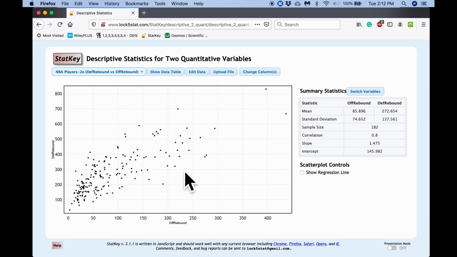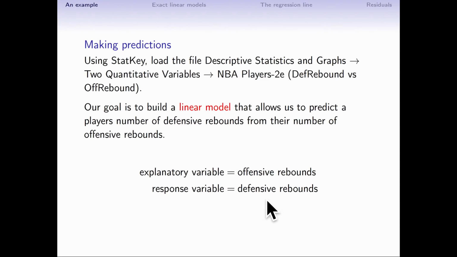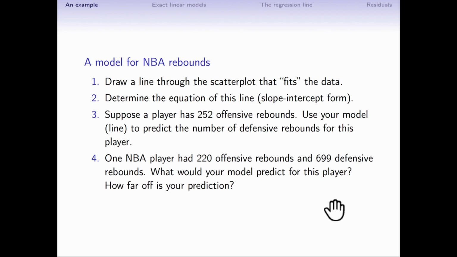What I want us to do is go back to the class notes now, and we'll take a look at some of the things that we'll want to discuss in solving this problem. So in building our model for NBA rebounds, our first task is going to be to draw a line through the scatter plot that fits the data. Now I say fits the data because it's not going to be a perfect fit. We're going to just try to do the best we can by using our eyeballs, okay?